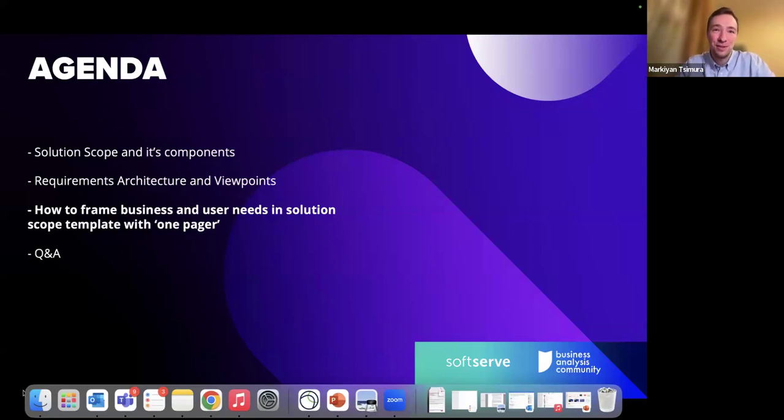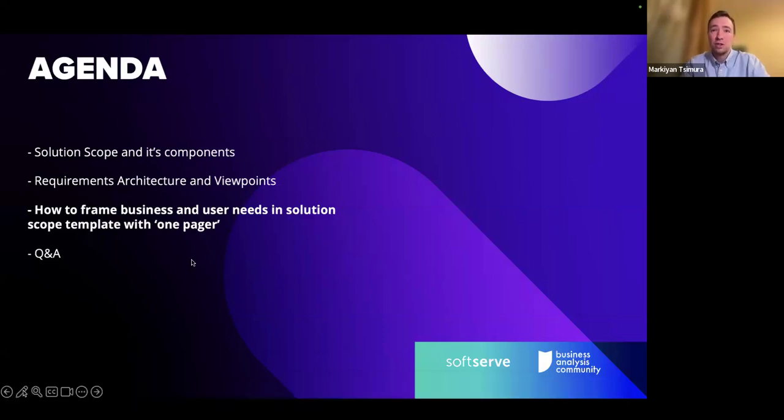We have a really interesting topic today, as Kirill has mentioned. We have both themes combined: solution scope and requirements architecture. Both of these topics have an unfairly low amount of information on the internet, yet both are really crucial if you want to speak to your customer in visual language.